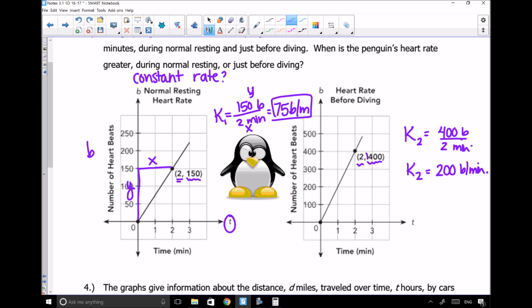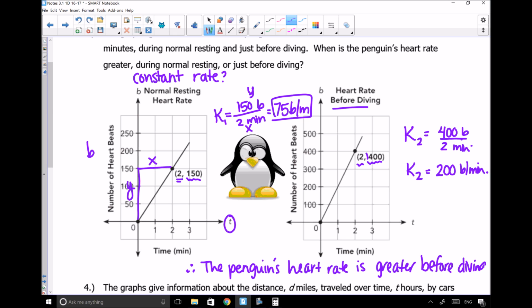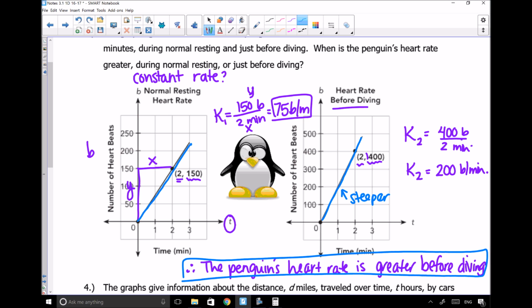So when is the penguin's heart rate greater? Therefore, the penguin's heart rate is greater just before diving, right before it's about to dive. Something that's really interesting is if you take a look at the steepness of your graphs, it's very clear that this graph is much steeper, so it would make sense that this is the one that has a higher heart rate. I want to write out my equations really quickly for both of these, and then we'll be good to go.